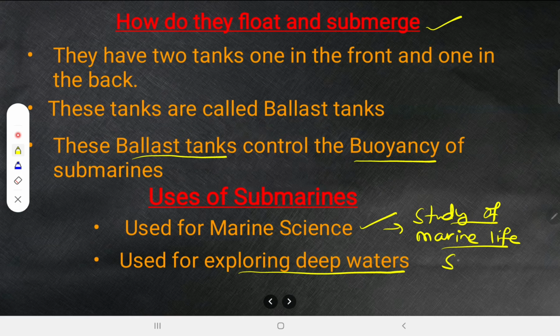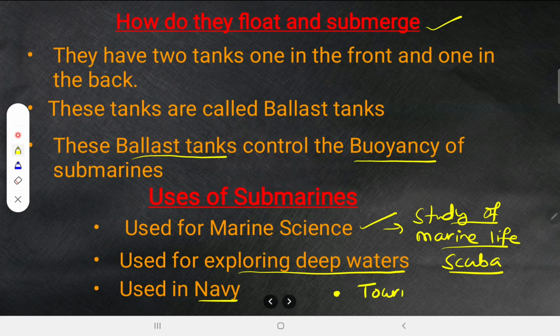Through scuba diving we can explore deep waters, but wherever we cannot reach, we can take these submarines and study those things. They can be used in the navy to attack neighboring waters and for self protection. They can also be used for tourism, to see the marine life and to show anything underwater. All right, fine then.